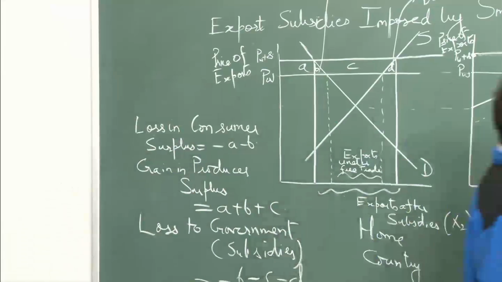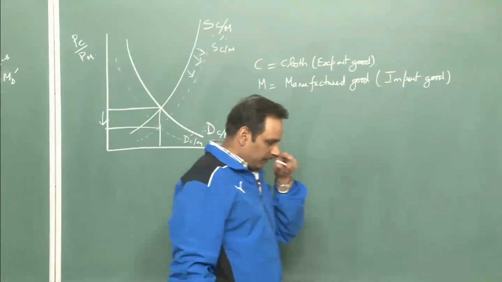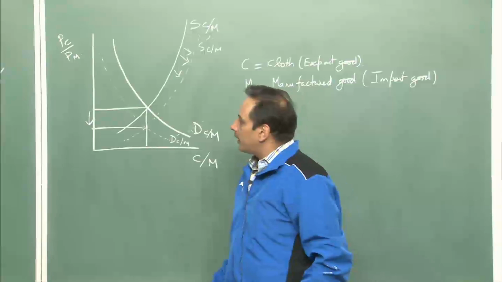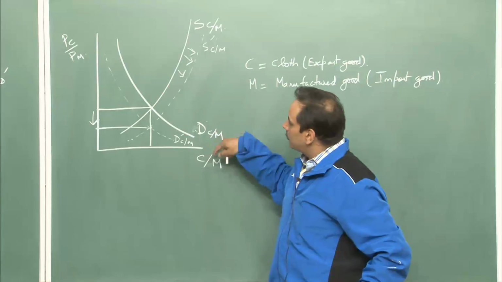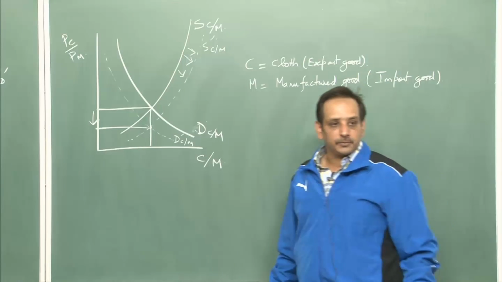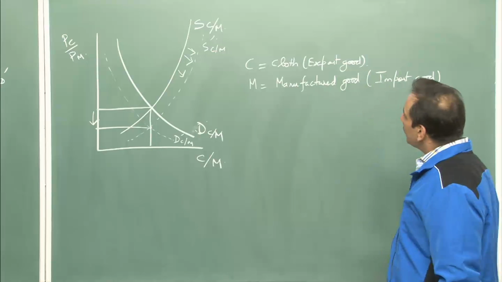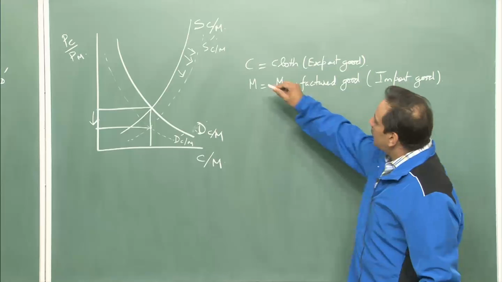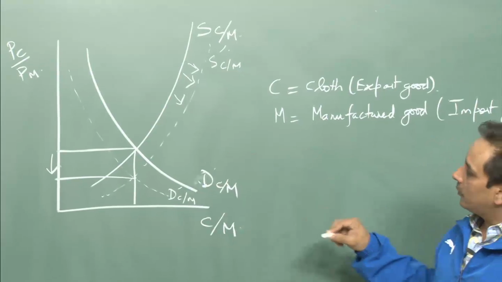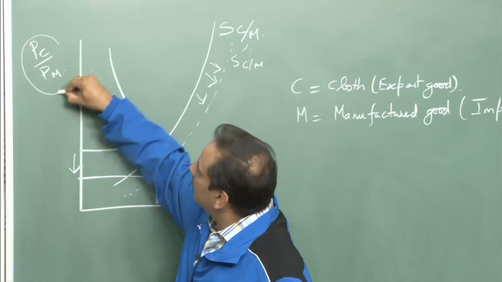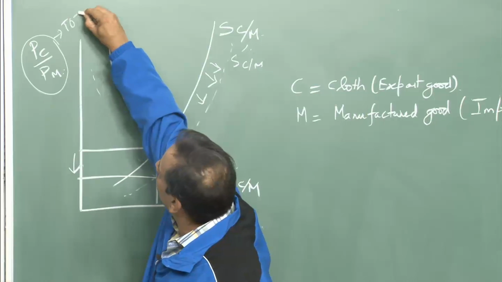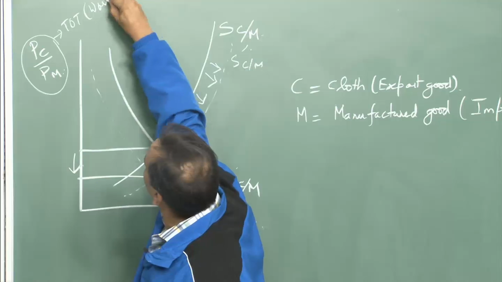Now for a large country, as I said, we'll also make a diagram similar to that, but quickly, if you wish to know what happens when export subsidies are given. Now come back to this diagram where you have price of cloth by price of manufacturing. This is the terms of trade, the world prices.